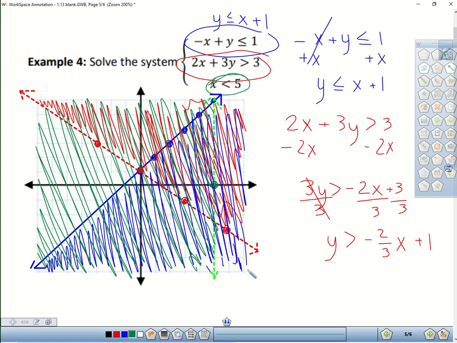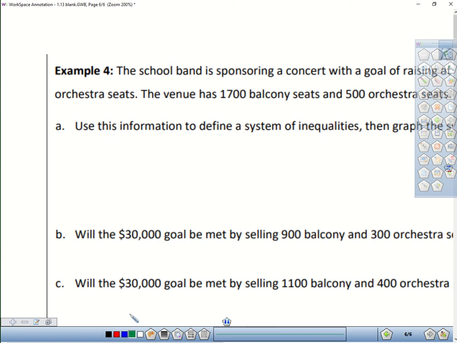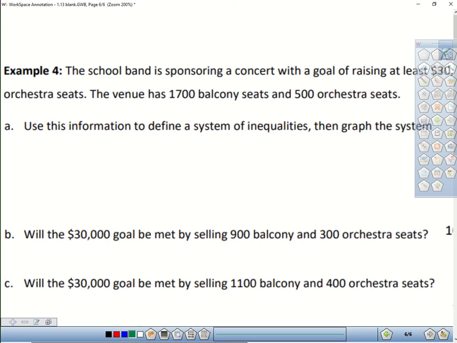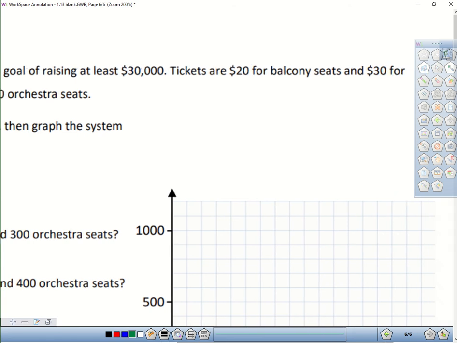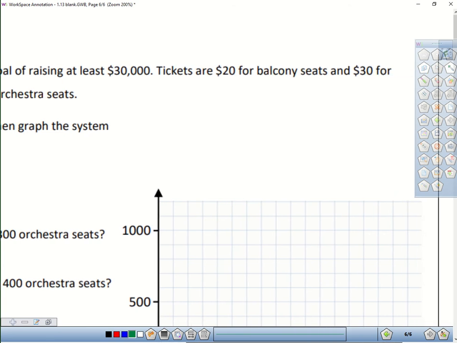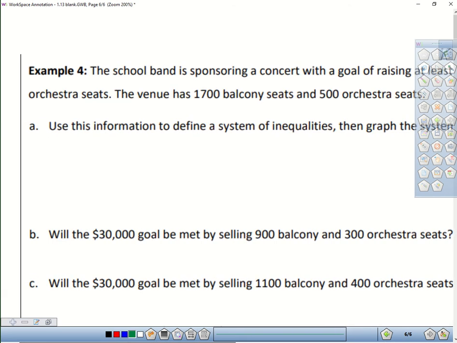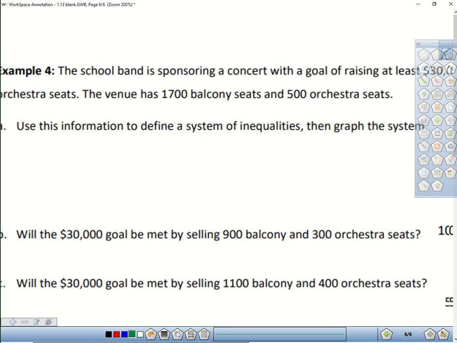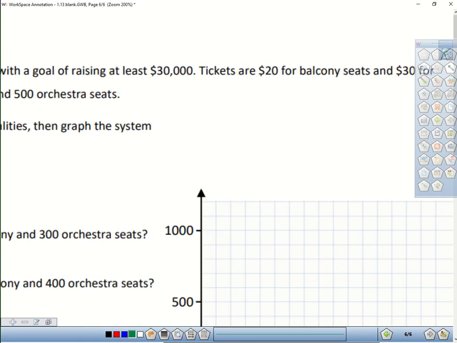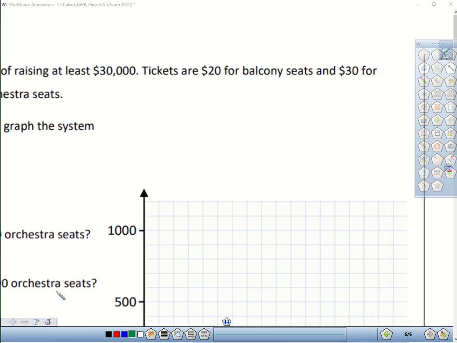So now we're going to do a real life example of this, how this actually comes into play and why we actually use these. So it says here, a school band is sponsoring a concert with the goal of raising at least $30,000. The tickets for balcony seats are $20, and they're $30 for the orchestra seats. And the venue has 1,700 balcony seats and 500 orchestra seats.